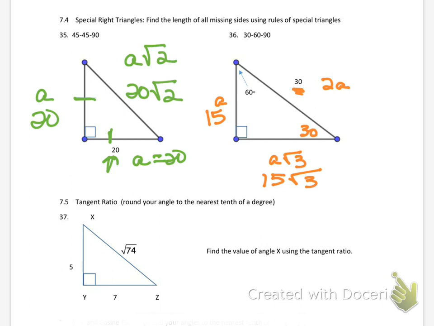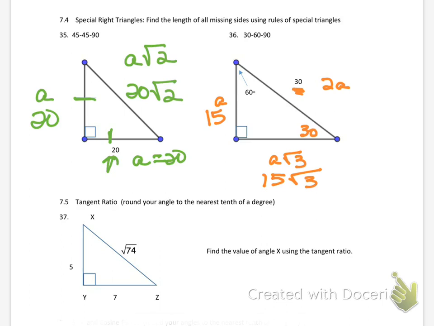You just have to memorize how they relate, but you also have that little box on top of your page that tells you about the relationship. So make sure you are familiar with understanding the wording there. Okay, so let's go on to tangent ratio.